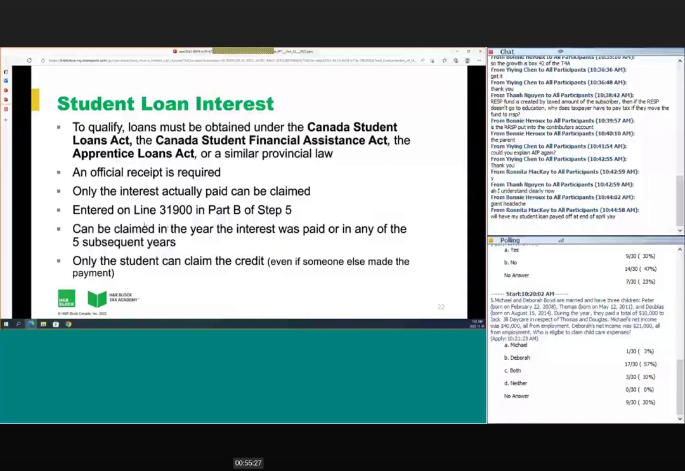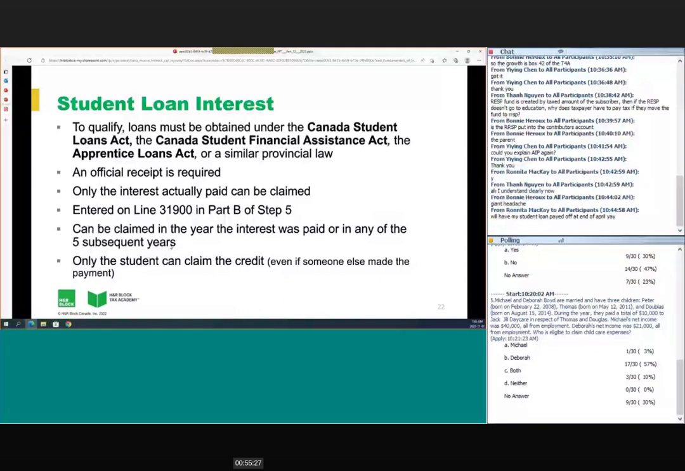A lot of times students have low income, so sometimes they can't claim the interest. So they can claim in the year the interest that was paid or in any of the subsequent 5 years. So there is a carry forward of 5 years for the interest payment. If you can't claim it, then you can carry it forward to the next year for up to 5 years. And only the student can claim the student loan interest credit, even if somebody else made the payment. So maybe a parent is helping them out. The student is the only one that can claim it.